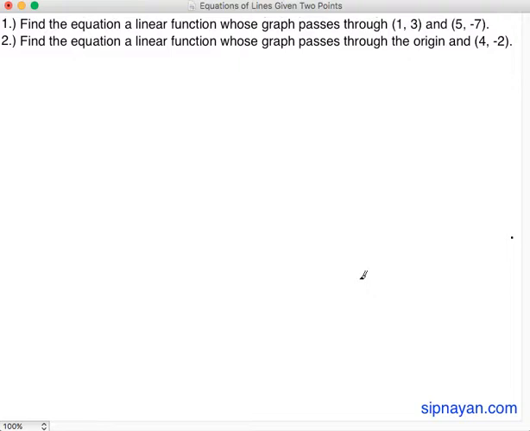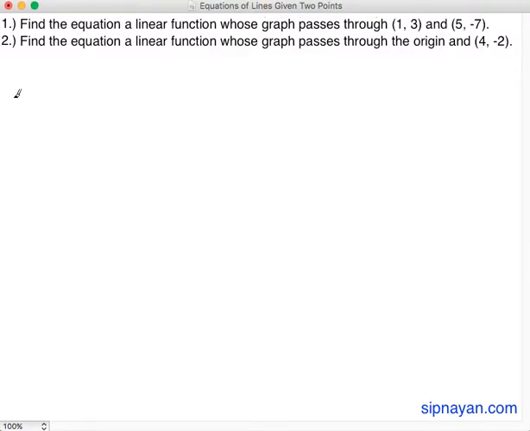And in this video, pag-aaralan natin kung paano ba kunin yung equation ng graph ng linear function passing through 2 points. So let's have our first example. Tuturuan ko kayo ng mga iba't ibang strategies on how to find the equation of a linear function whose graph passes through 2 points. So let's have our first example.